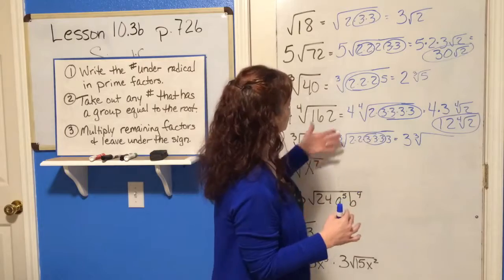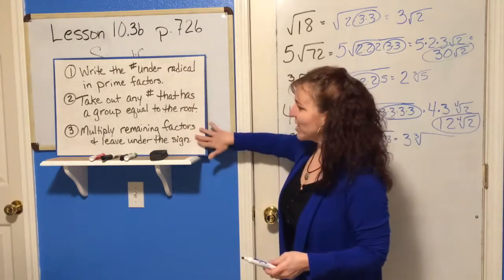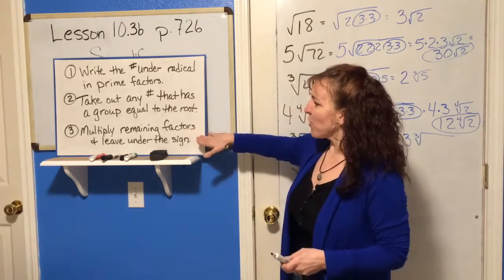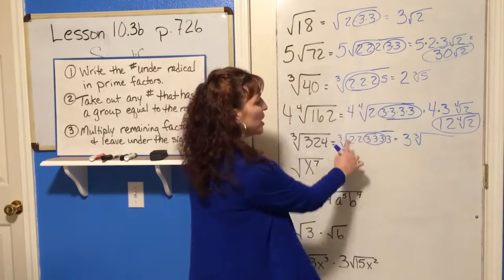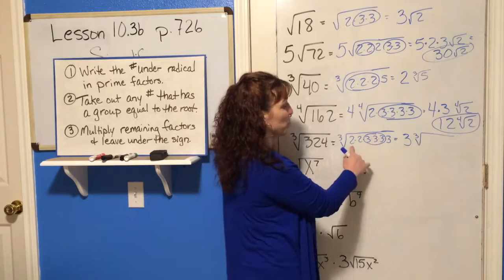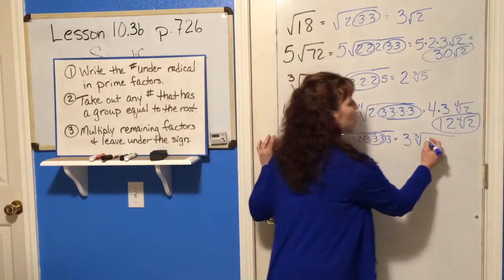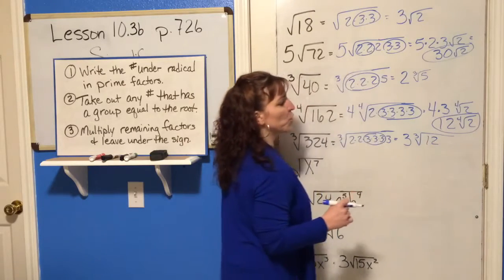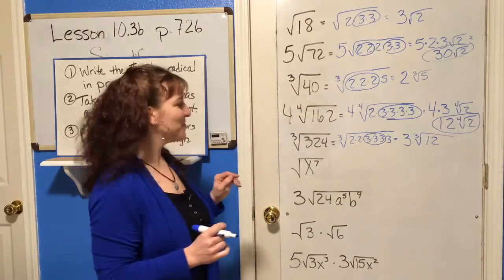I think this is the first time that we've gotten to use step 3. Multiply the remaining factors and leave them under the sign. So we've got a 2, 2, and a 3 left over under that sign, so just multiply them. 2 times 2 is 4. 4 times 3 is 12. So you've got 3 cube root of 12, and you're done.